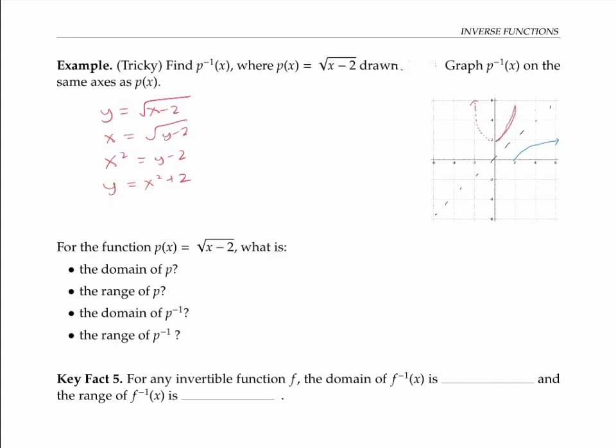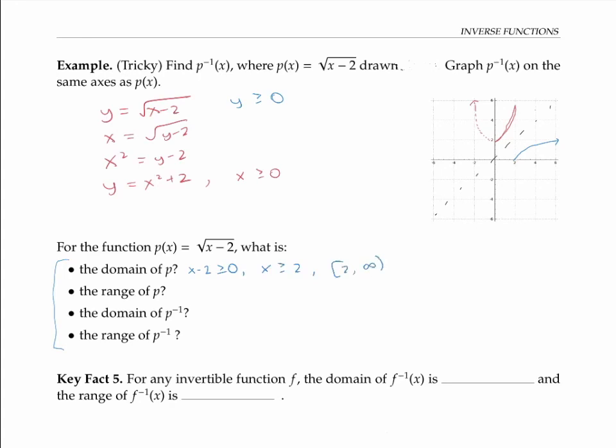We can specify this algebraically by making the restriction that x has to be bigger than or equal to 0. This corresponds to the fact that on the original graph for the square root of x, y was only greater than or equal to 0. Looking more closely at the domain and range of p and p inverse, we know that the domain of p is all values of x such that x minus 2 is greater than or equal to 0, since we can't take the square root of a negative number. This corresponds to x values being greater than or equal to 2, or in interval notation, the interval from 2 to infinity.